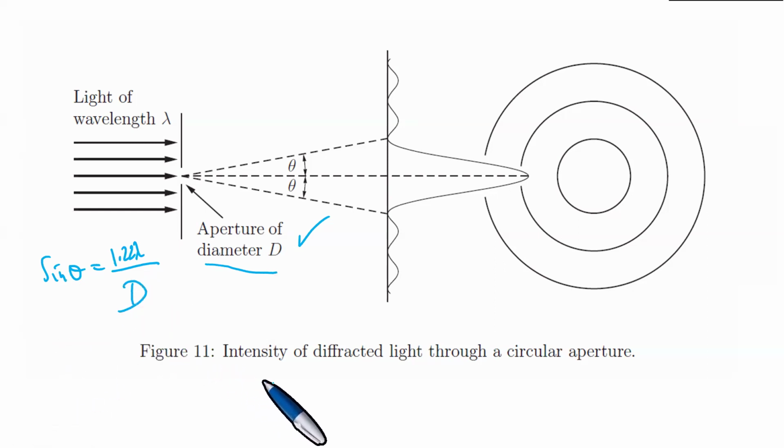Right, figure 11 now shows the intensity of diffracted light through a circular aperture. Because it is a circular aperture, this is going to appear as rings, because this one is a hole. So the light is going to form circles there that are concentric.